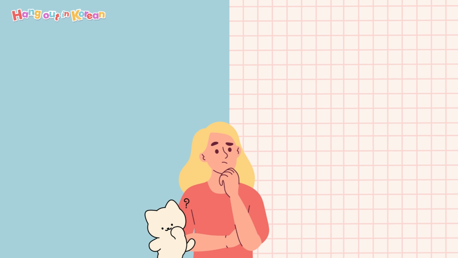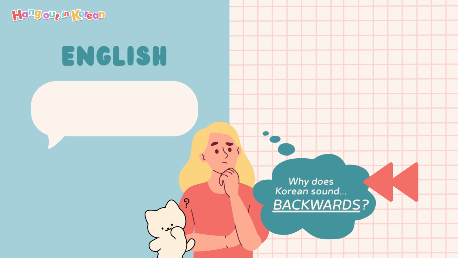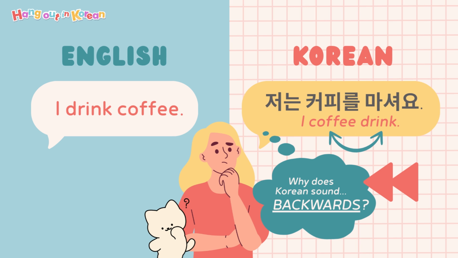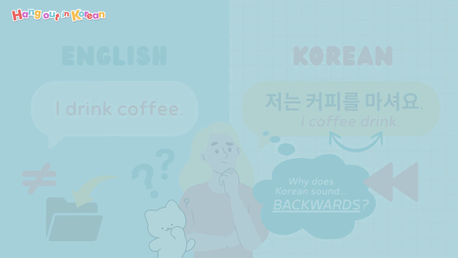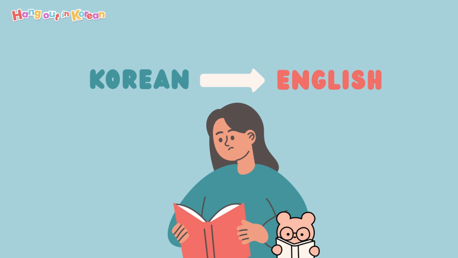Have you ever looked at a Korean sentence and thought, why does it sound backwards? For example, in English, we naturally say, I drink coffee. But in Korean, we say, 저는 커피를 마셔요. Literally, I coffee drink. At first, this feels strange because Korean doesn't organize information the same way English does. Many beginners try to translate Korean word for word into English, and that often makes Korean seem confusing.